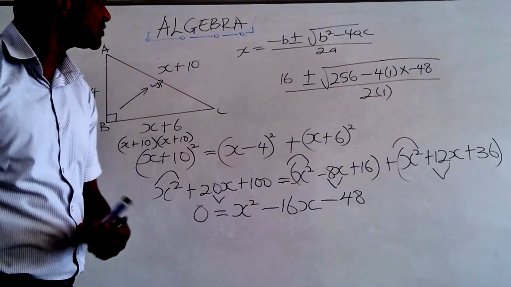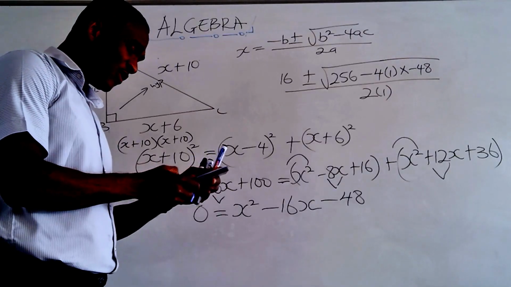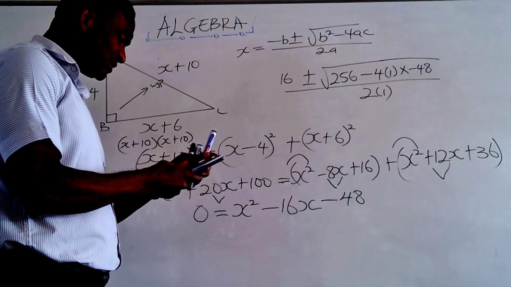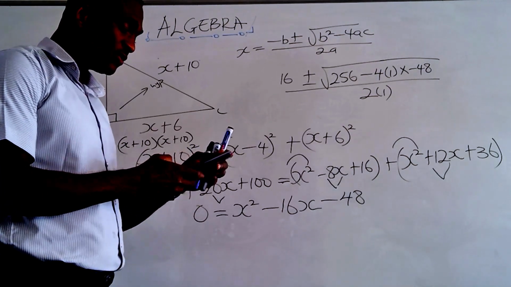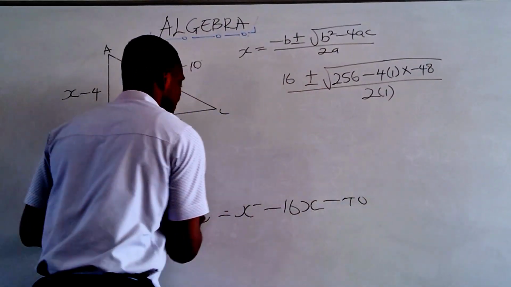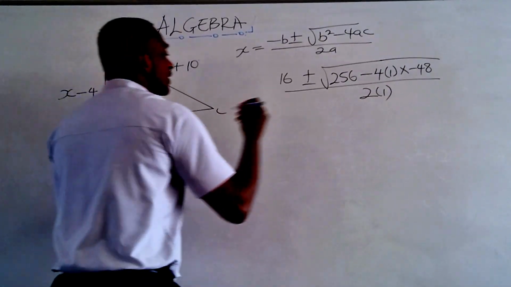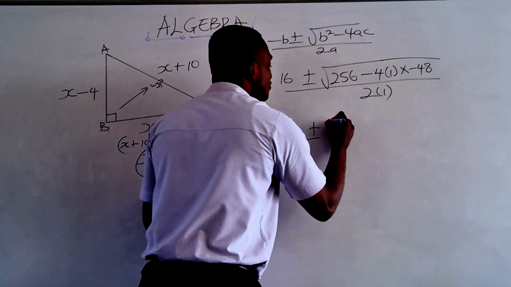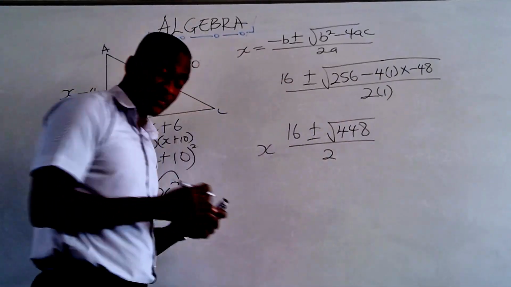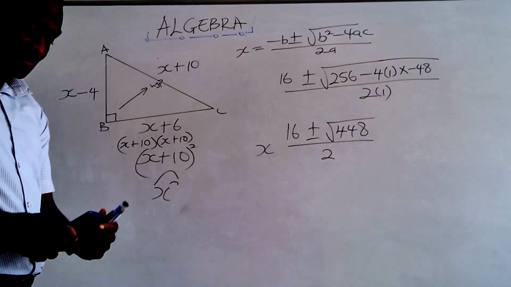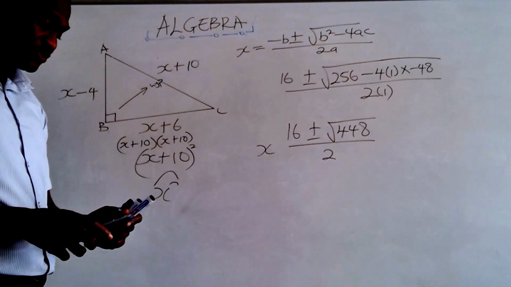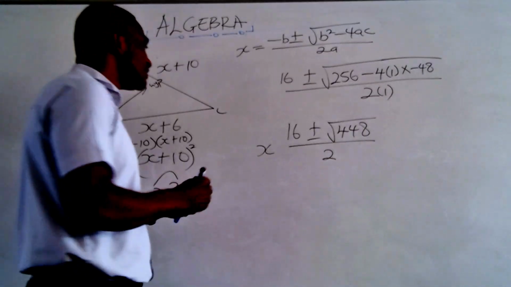Now let's resolve this. This is 4 times 48 plus 256. So we are looking at the root of 448. So we have 16 plus or minus the root of 448 all over 2. That will give us the value of x. So let's look at this. The root of 448 gives us 21.17. Let's take it to that.